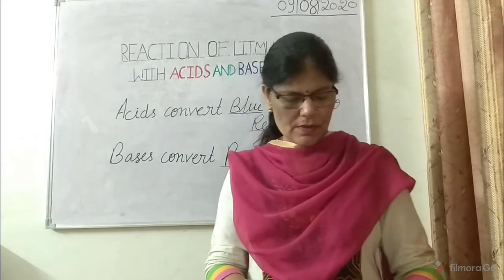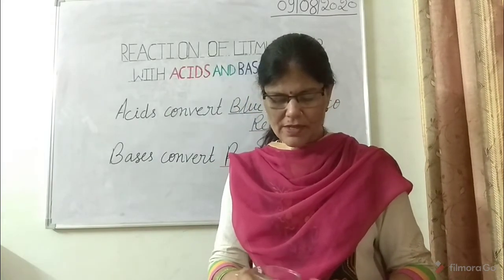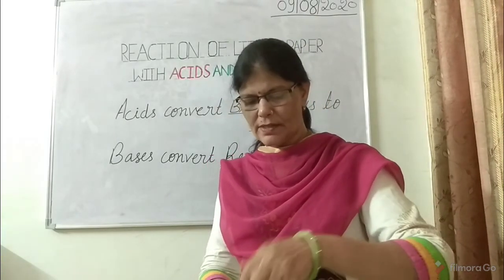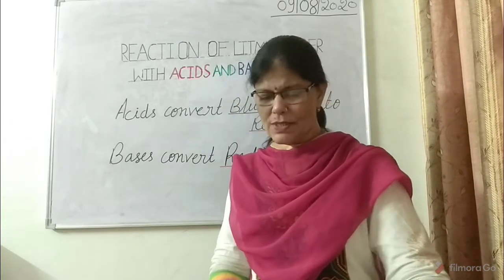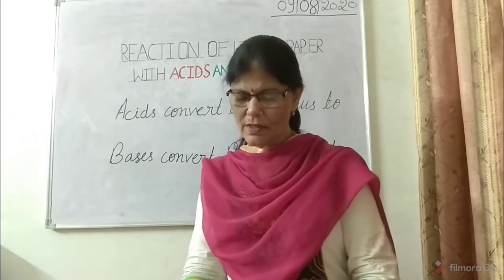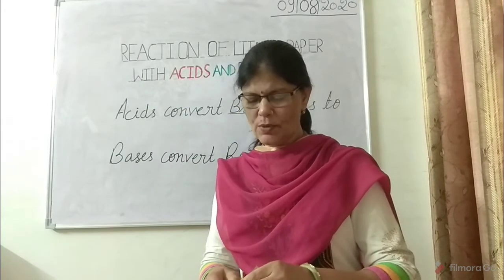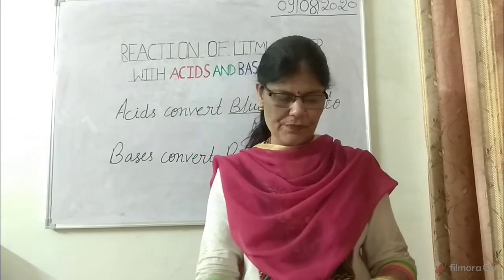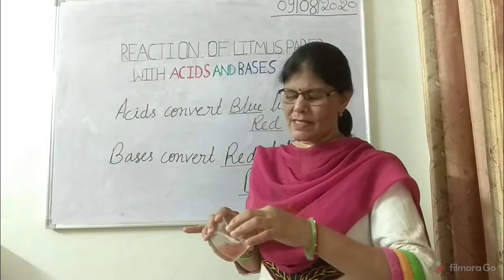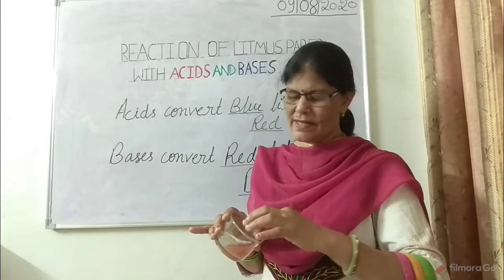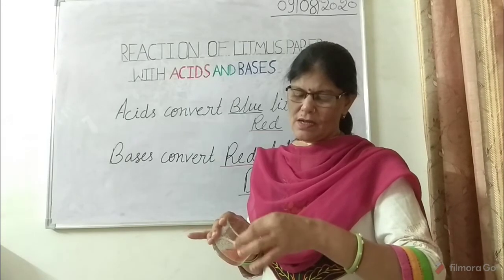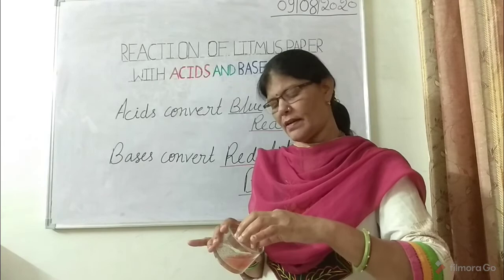Next I am having tomato juice, a little bit of tomato juice, or I can put some more dry tomatoes here. Tomatoes contain oxalic acid. So let us check with the blue litmus paper. I am taking blue litmus paper and I am dipping it in this solution containing tomato juice. Let us check whether the blue litmus changes into red color or not.